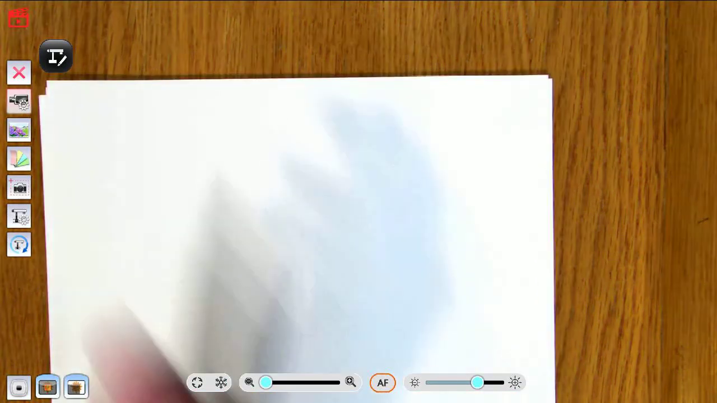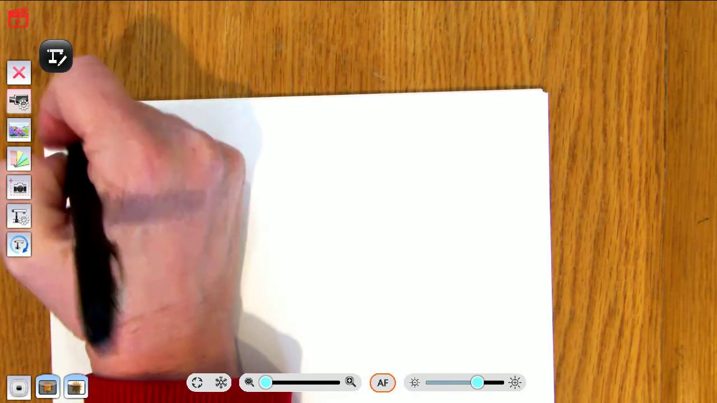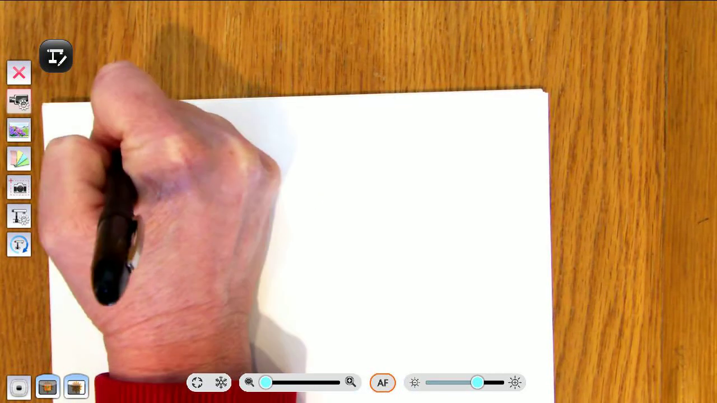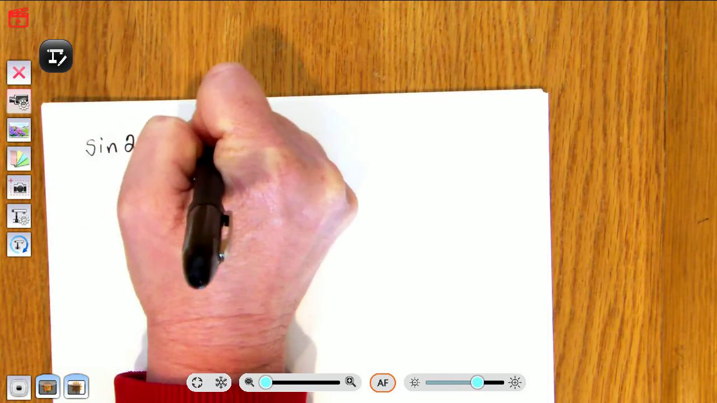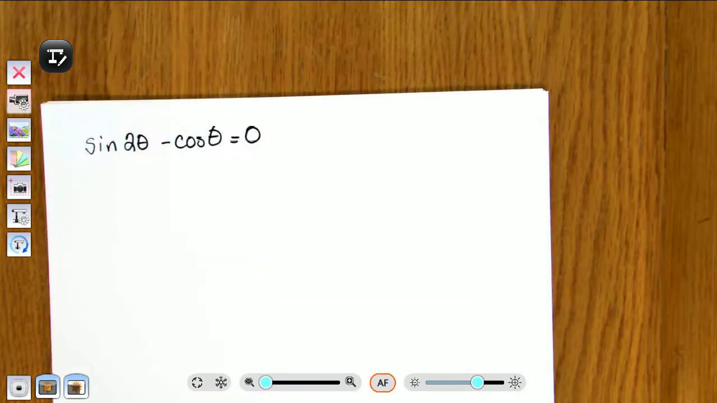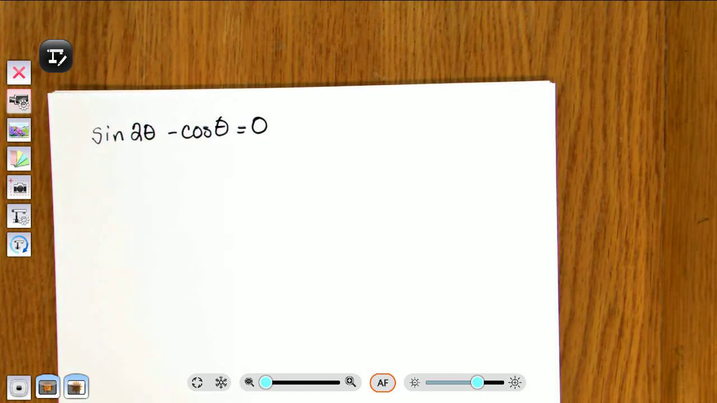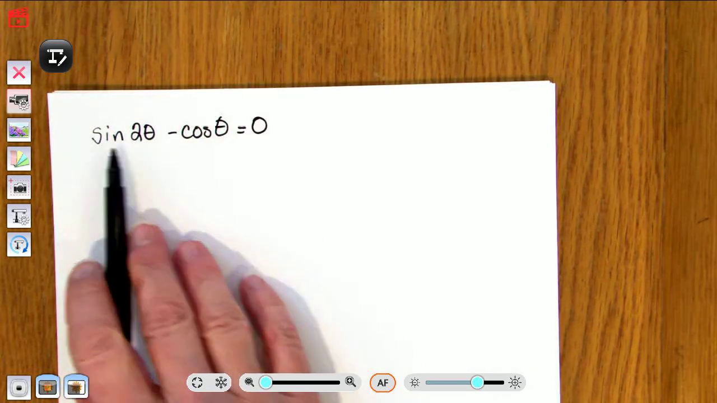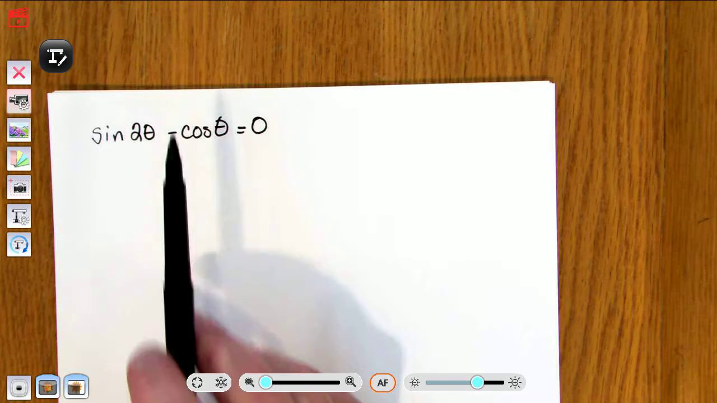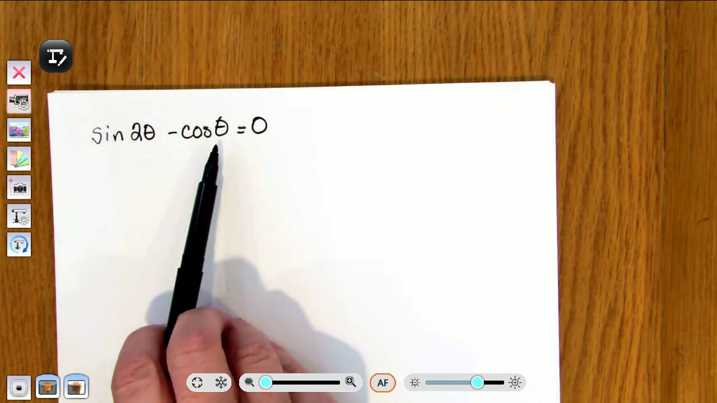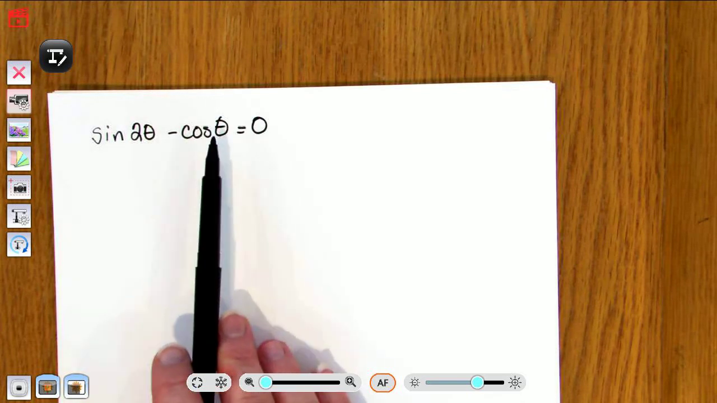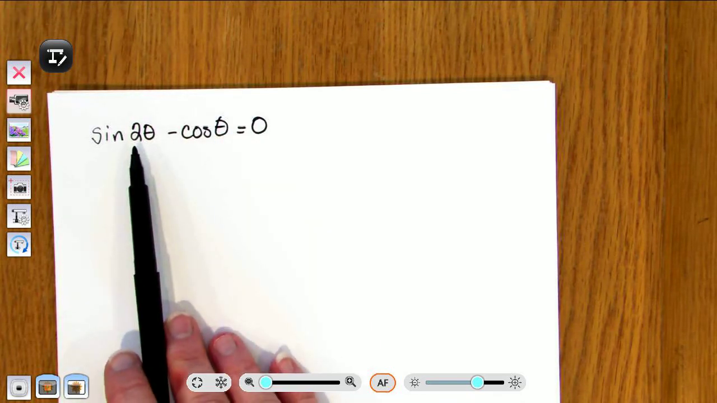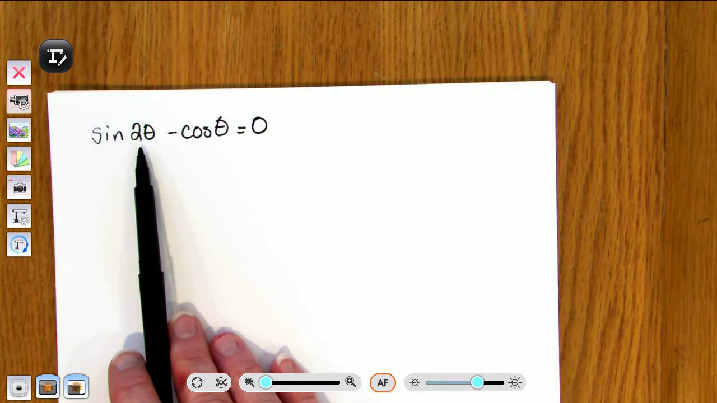Let's do another one. The sine of 2 theta minus the cosine of theta is equal to 0. Okay, so again I have sines and cosines. I also notice that my angles aren't quite the same. So I might want to first of all get those angles to be the same. And to do that, I'm going to use my double angle for my sine function.